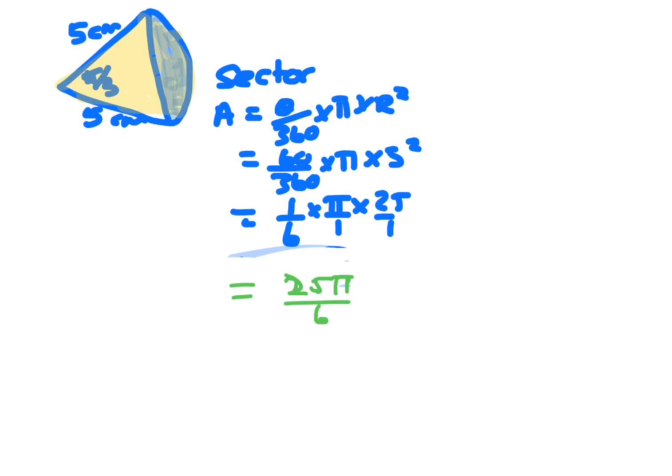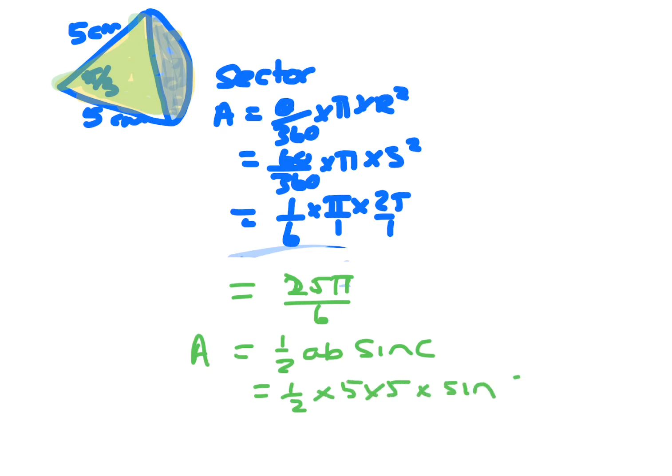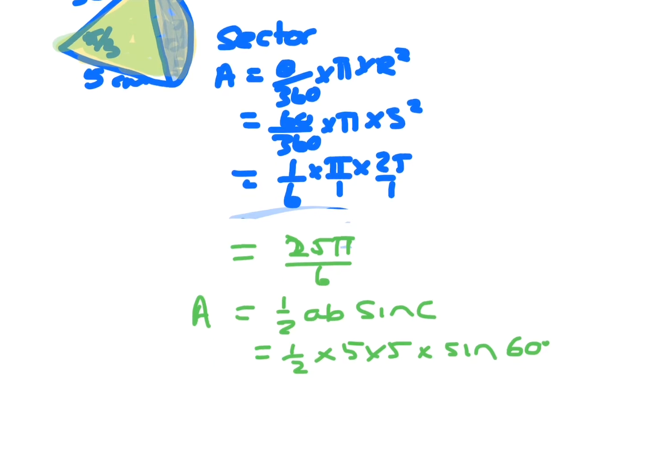Now what you need to do is get the area of the triangle part. So it's a half ab sine C. So it's a half times 5 times 5 times sine 60. So that's going to be 5 on 1, 5 on 1, so it's going to be 25 on 2.